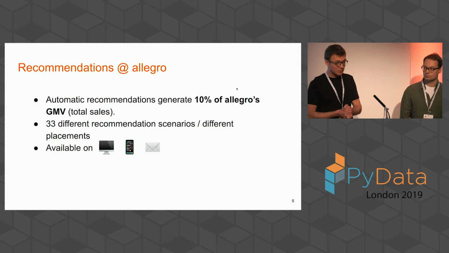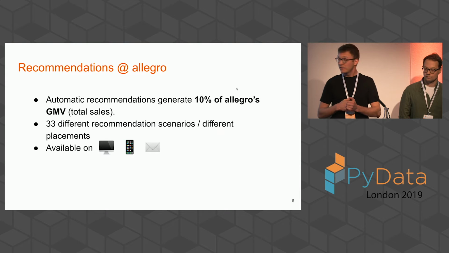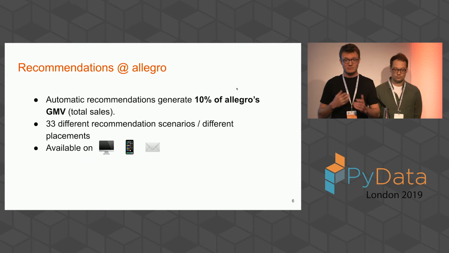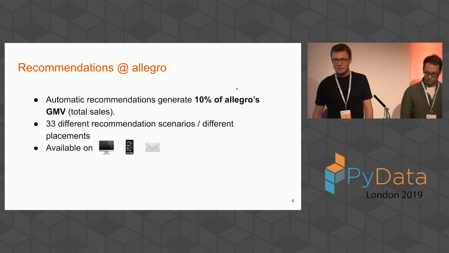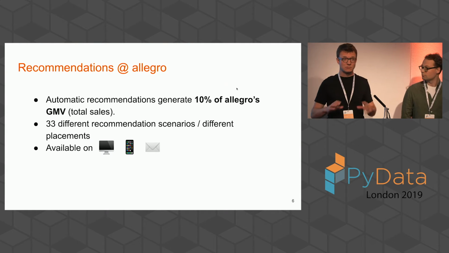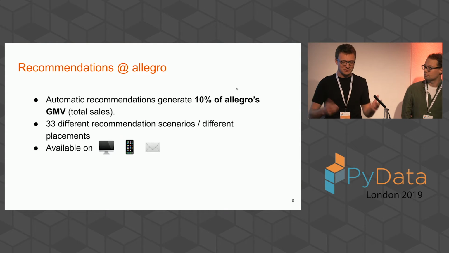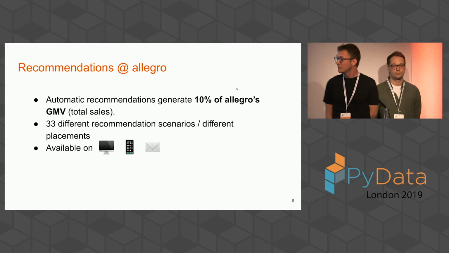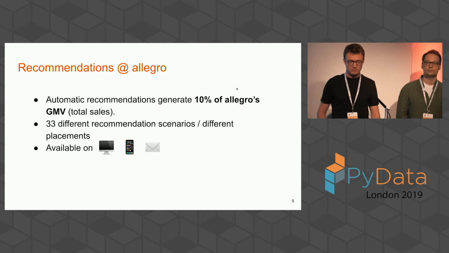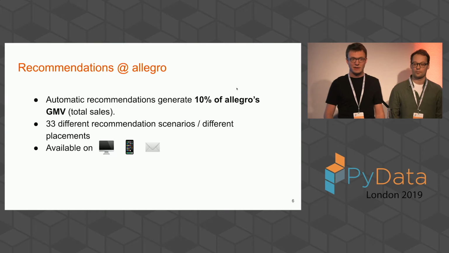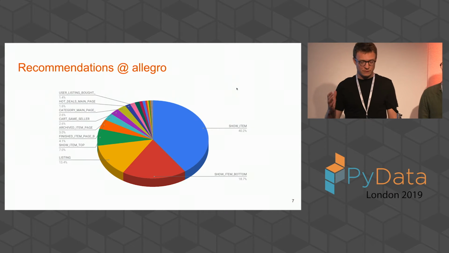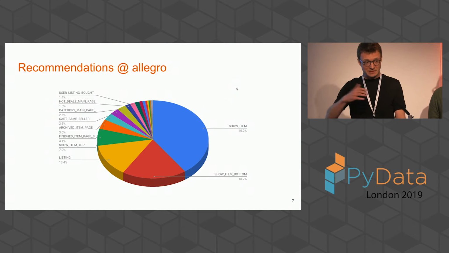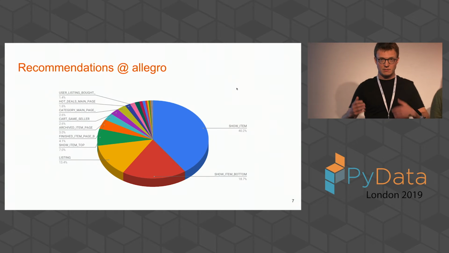Okay, and recommendations are important for e-commerce and for Allegro as well. They generate around 10% of total sales. And we have around 33 placements or carousels or shelves, different names for the same thing. And those shelves or carousels are available on desktop and mobile applications and in email campaigns as well. And you can see the shares of those placements by total sales.